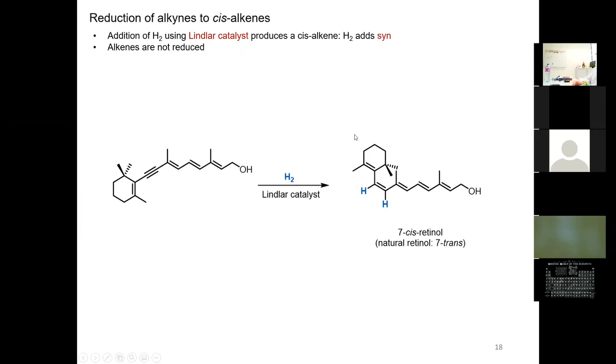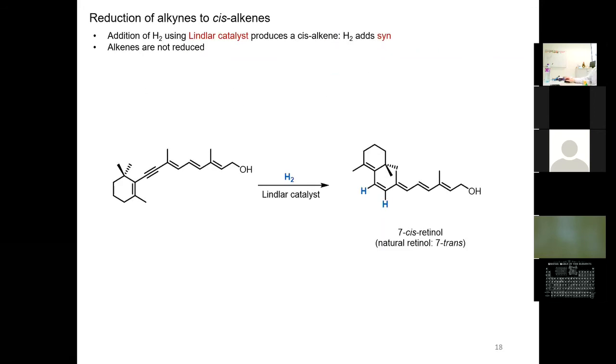This Lindlar catalyst is very, very useful in organic synthesis. For example, we have this retinol-related molecule with so many alkenes and one alkyne. Imagine if you use palladium on carbon as the catalyst for the hydrogenation: all of these unsaturated bonds will be reduced, and you will get a pure alkane, right? But if we use a Lindlar catalyst, we can selectively reduce this alkyne to a cis alkene here. Once it's a cis alkene, this double bond will not be further reduced to an alkane, and all of the double bonds in the molecule will be preserved, simply because the Lindlar catalyst cannot further reduce alkenes. So this is a very selective hydrogenation catalyst that stops at the alkene.